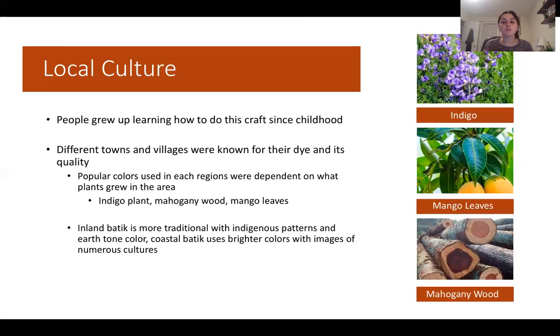And typically the coastal regions use images from other cultures, because when tourists come to Indonesia, they want to see pictures that they know. They want pictures that represent them. They don't necessarily want the traditional Indonesian batik. They want something that represents their nation. They want something that represents them on that piece of fabric that they're going to be wearing. So artisans in Indonesia, especially on the coast, tend to try to use influences from other cultures so as to appeal to people who are visiting the country, which is very interesting. It's just a better way of attracting customers.